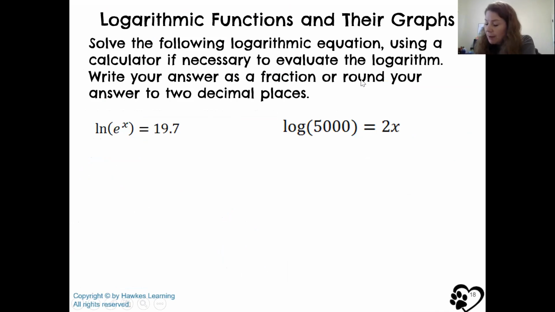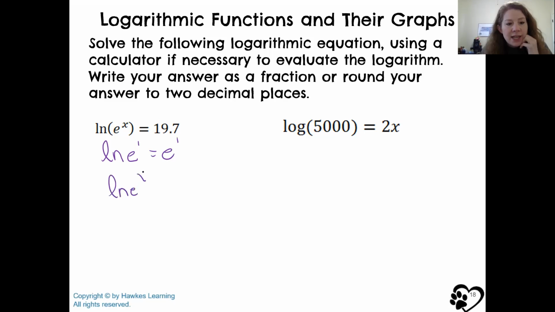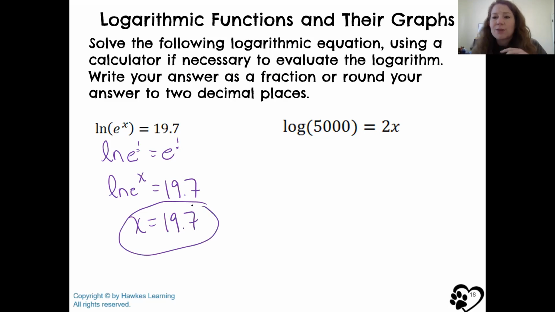All right, let me go to the back of my paper just so I can check myself, make sure what I'm telling you is correct. Remember what I told you earlier, the ln of e to the x, what would the x power have to be to equal 19.7? Well, x is equal to 19.7. You have a couple of those in your homework and you're like, I don't know what this means. Well, it is that easy. Whatever this number is, that's what this exponent is.